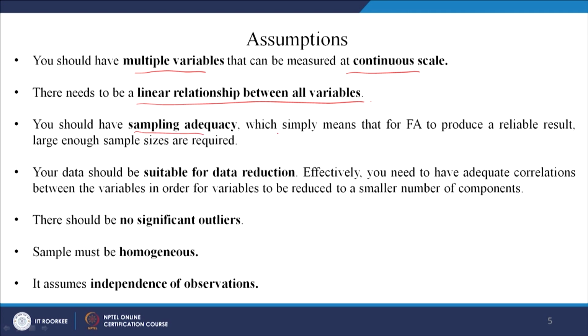Sampling adequacy, which simply means that for factor analysis to produce a reliable result, large sample sizes are required. Now, I will tell you what the sample sizes are. For any study there is a thumb rule that the number of variables into, ideally the best is 20. So, if you have, let us say, 15 variables, then you need 20 respondents or samples for each. So, that comes to a 300 sample size, right.